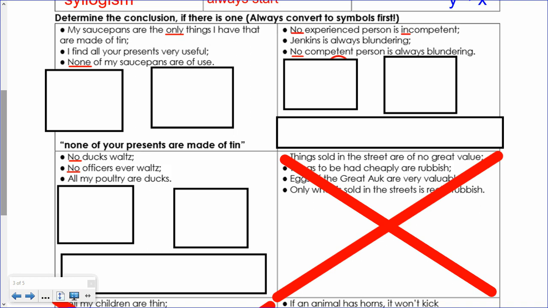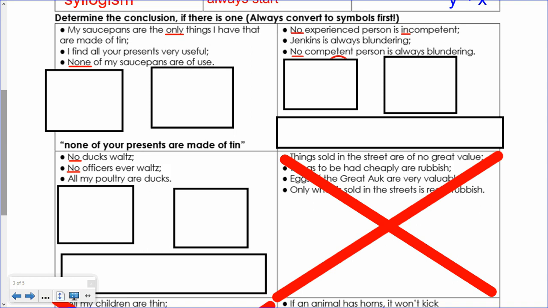So the way that you represent this visually helps you understand that if it's made of tin, if you're narrowing it down to tin, which is what the only does, the only is narrowing it down to this idea here. If it's tin, then it has to be what? A saucepan. It can't be anything else. So when you guys see the word only, whatever follows the only better come first.